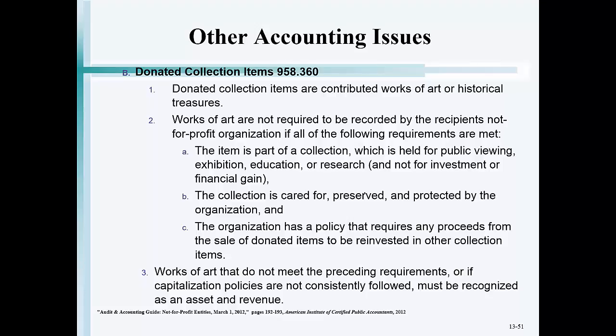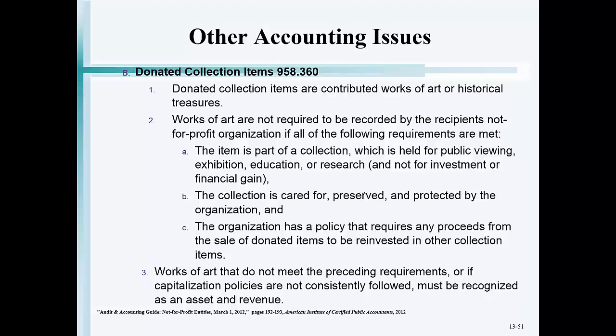Let's take a look at donated collection items. Let's say somebody gives me a painting, the original of the dogs playing poker. You ever seen this painting? It's a famous painting where dogs are playing poker and they're cheating and handing the cards under the table to each other. So they give us the original of this famous painting, right? Probably worth millions, right? So what happens when we receive that donation?